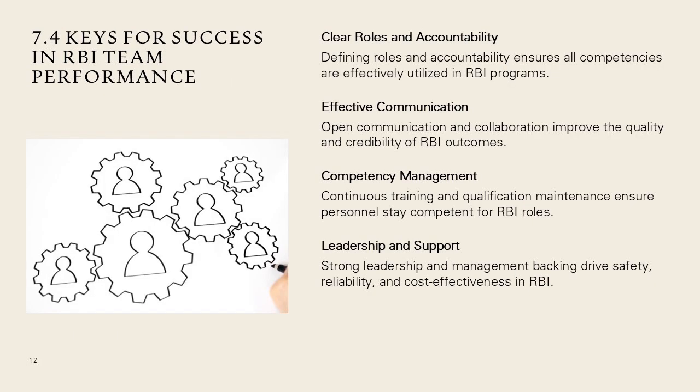Section 7.4 of API RP 580 summarizes the keys for success related to roles, responsibilities, training, and qualifications in an RBI program. At the core is the need for clear definition of roles and accountability, ensuring that all necessary competencies are represented and effectively utilized. Effective communication and collaboration among team members are critical. Structured discussions, transparent documentation, and constructive challenge of assumptions improve the quality and credibility of RBI outcomes.